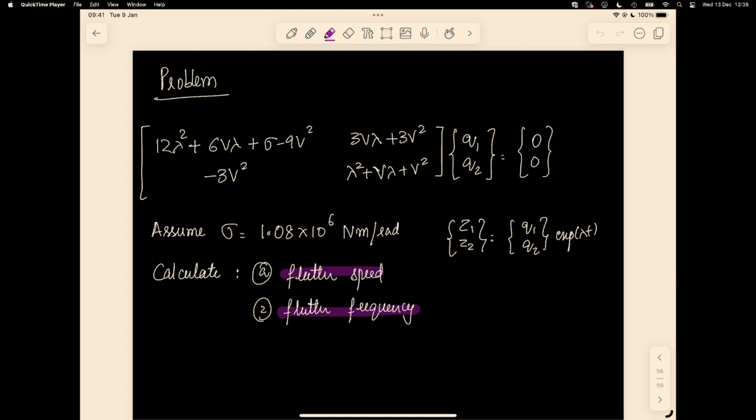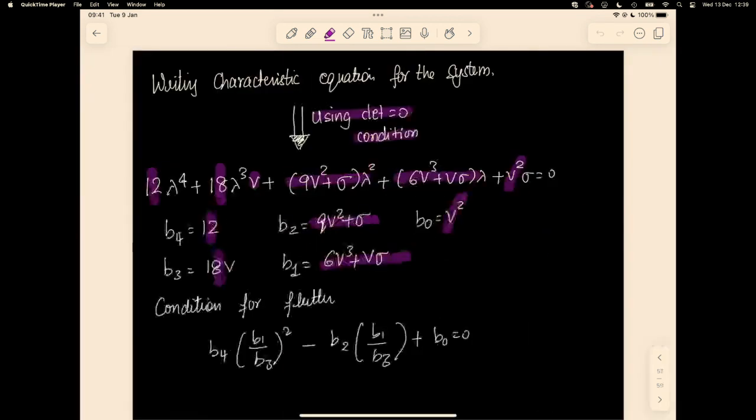Okay, so let's try to solve this. So what are we doing? Like always, we use the condition that the determinant is equal to zero, and we get a characteristic equation, right? So for our characteristic equation, I've just separated things out. We have basically 12 lambda to the power of 4 plus 18 lambda cube V plus 9 V square plus sigma into lambda square plus 6 V cube plus V sigma into lambda.